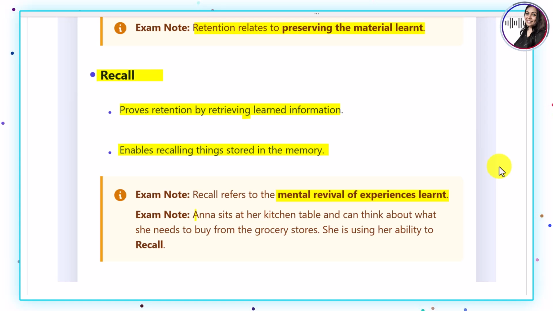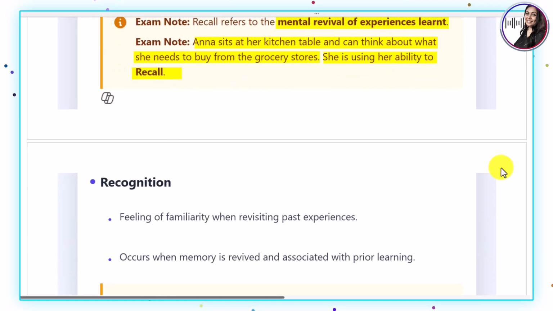To make this clearer, consider the example where Anna sits at her kitchen table and thinks about what she needs to buy from the grocery store. In this situation, she is using her ability to recall information from memory, and yes, this exact type of example has appeared in exam questions, so note it carefully.